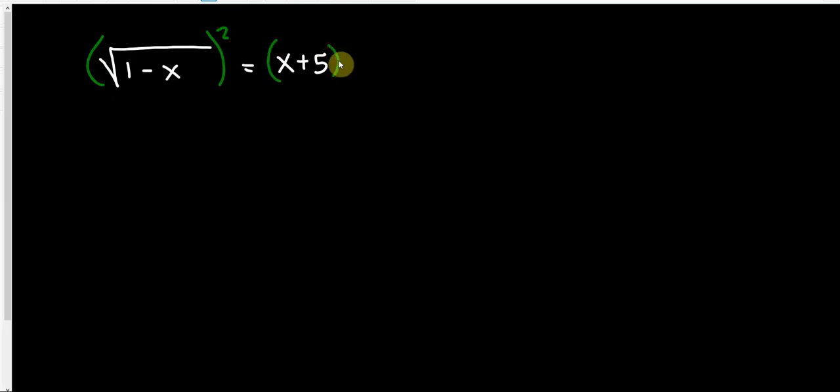Now because I squared the left side, I'll need to square the right side. Now notice I put it in parentheses. I've been doing that because we're squaring the entire left side. I have to square the entire right side. This becomes interesting then, because the square and square root will cancel, and I'll have 1 minus x. But this side will square this. Now, if you remember the pattern, that'll be x squared plus 10x plus 25.